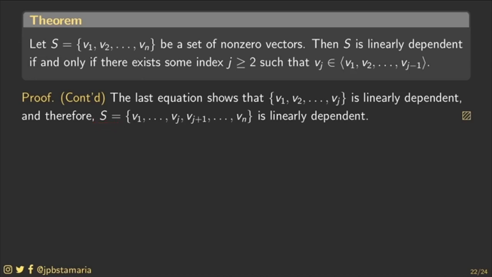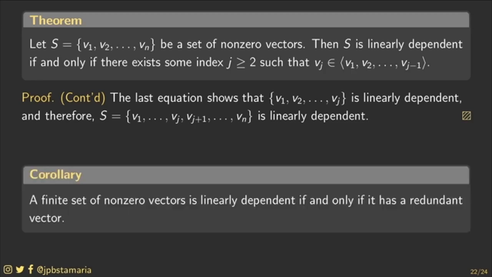As you can tell, the proof of the converse is quicker than the proof of the forward direction. Okay? And we have the following as a corollary. A finite set of non-zero vectors is linearly dependent if and only if it has a redundant vector. I mean, this is just a restatement of the theorem actually. Alright?